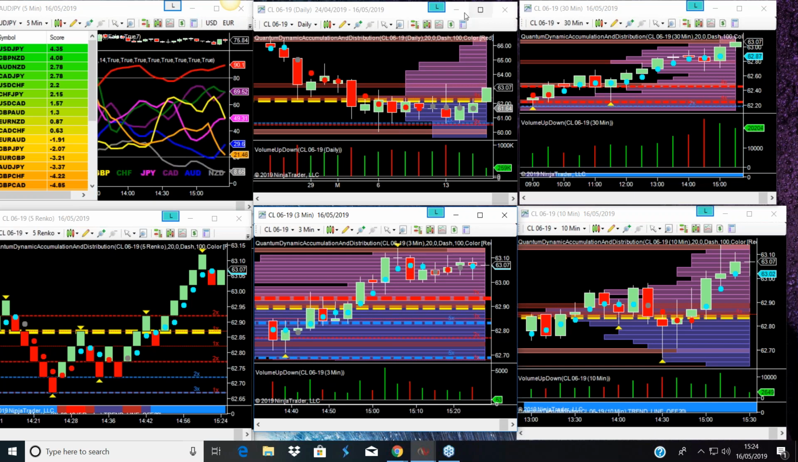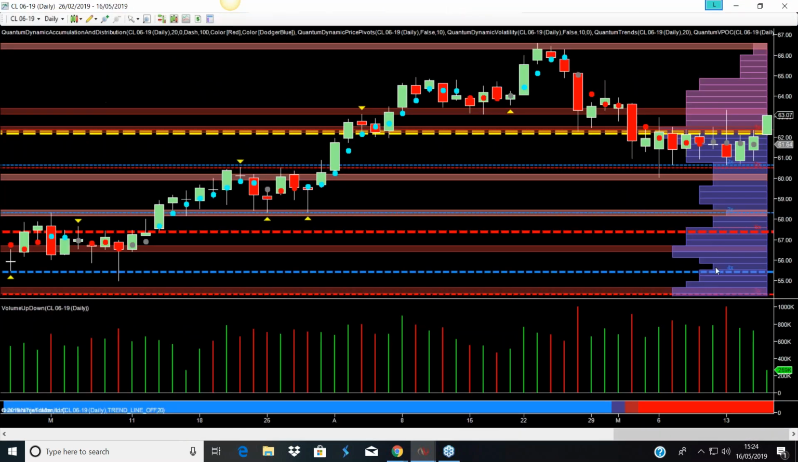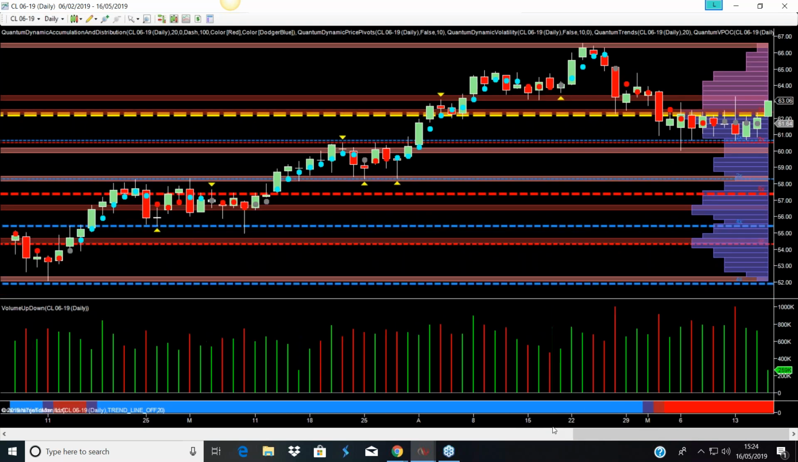Now, I've also put the daily time frame up, and the daily time frame is important because it gives us context. It gives us the background as to what is going on in the faster time frames. And what is interesting with oil is that having had a really quite an impressive run up, as you can see here, in fact, let me just narrow that down a bit.